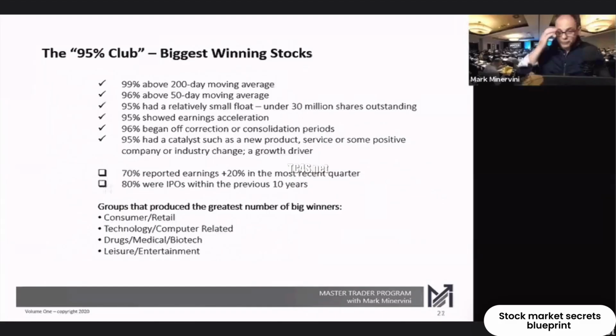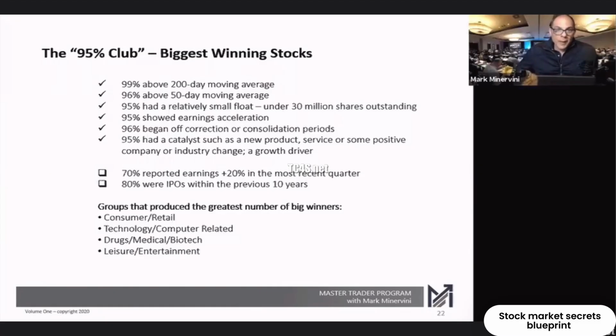I want to roll back for a minute, and I want to talk about my very first investment model, if you will, or criteria. When I started off, I want to show you the thinking about probabilities and stacking as many probabilities as you can in your favor, and how I started to build the strategy that I now employ. I started off by building a strategy that I call the 95% club, or looking for stocks that fell into the 95% club. And what that meant was I wanted to look at what were the biggest winning stocks? What were the characteristics that they had?